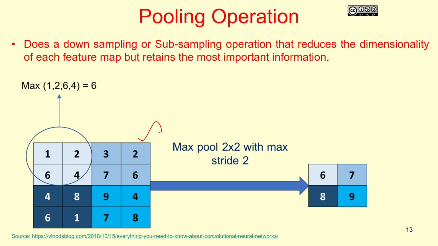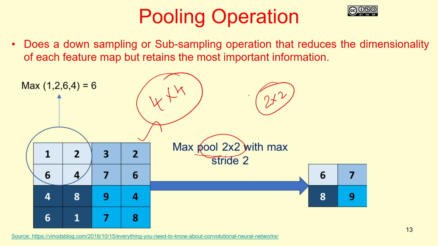Say for example, see, this is an image. What is the size of the image? This is a 4 cross 4 image, am I right? Say for example, if I choose a pool of 2 cross 2, I have to divide this 4 cross 4 into 4 quadrants. This is one quadrant, this is the second quadrant, differentiated with respect to color, this is the third quadrant, and this is the fourth quadrant. So 4 quadrants have been made.